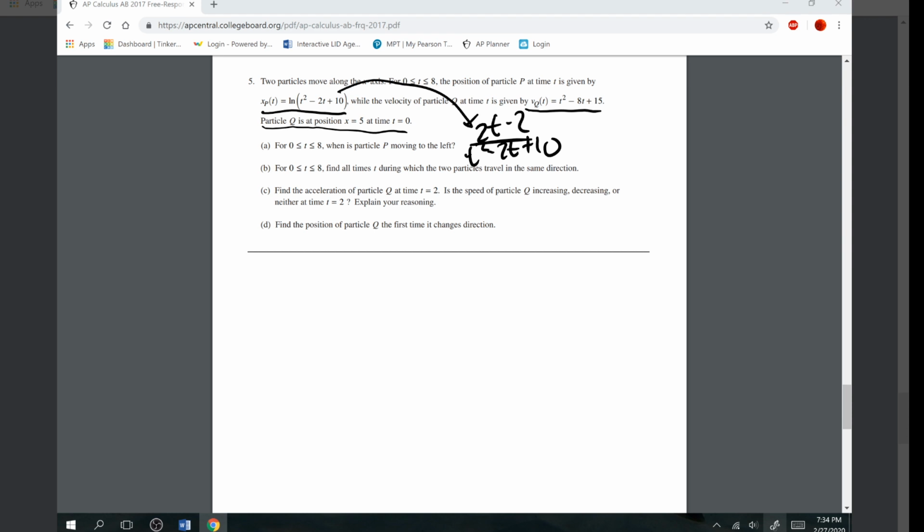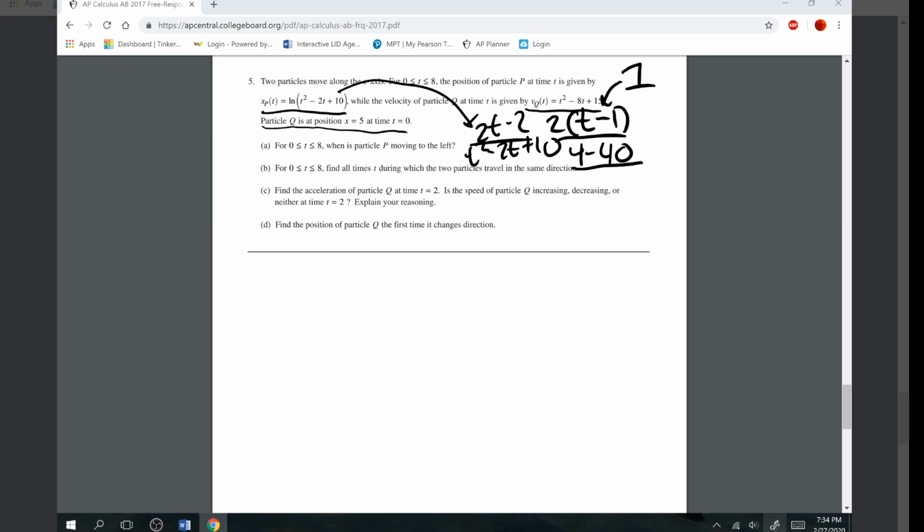Now it gets a little easier because my top is just 2 times parentheses t minus 1. So I know 1 is a critical point. On the bottom, t squared minus 2t plus 10 is not factorable. And I know it's going to fail the quadratic formula because b squared minus 4ac is really negative. So that's trash, and all I have to care about is 1. So it's either before 1 or after 1 that the particle's moving to the left.